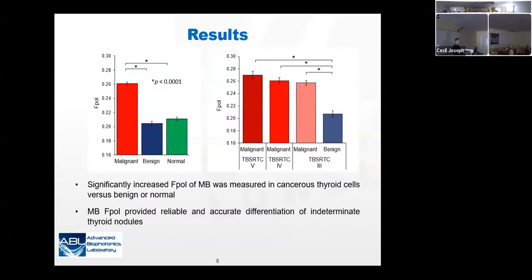So for this study, in total, 32 specimens were imaged and analyzed. What we found was that significantly increased fluorescence polarization of methylene blue was measured in cancerous thyroid cells versus benign or normal. In addition to that, we performed statistical analysis on 12 indeterminate thyroid nodules. And this is, I think, one of the most important findings of the present study: methylene blue fluorescence polarization provided reliable and accurate differentiation of the indeterminate thyroid nodules.